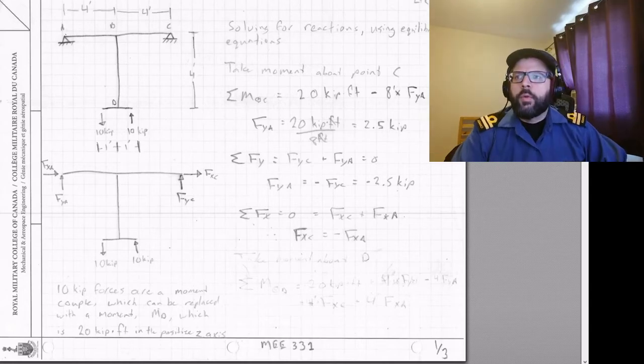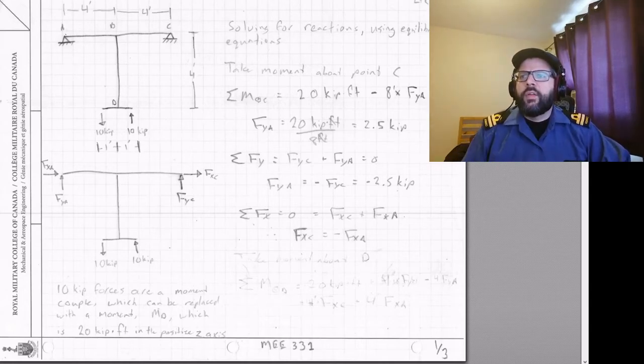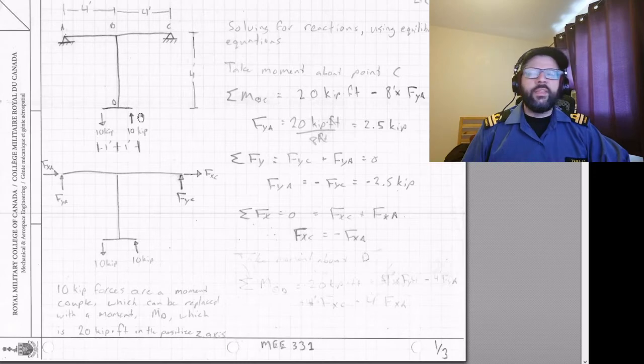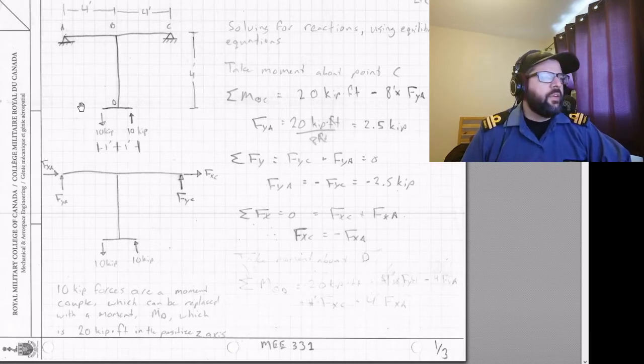Okay, so the problem we're going to be working on here is this little example of a member, an object that is simply supported on these two ends, A and C. Midway through the span, it's got another beam that it's connected to that hangs down. Then it's connected to another beam here, and on the ends of that beam is a pair of 10 kip forces applied to either side in opposite directions.